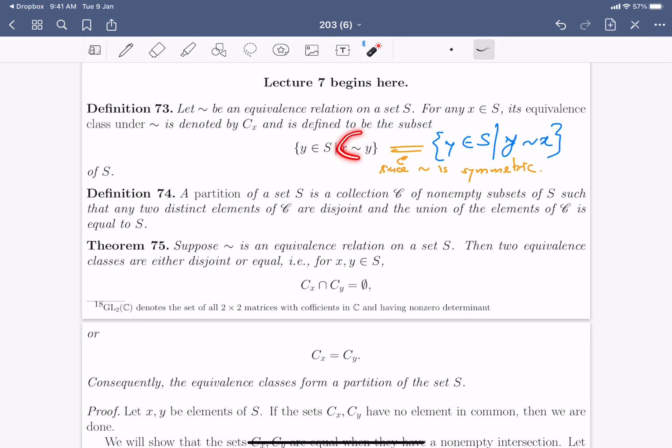Because if x is related to y, then y is related to x, and if y is related to x, then x is related to y. So both the sets are contained inside each other, so these two sets are equal.